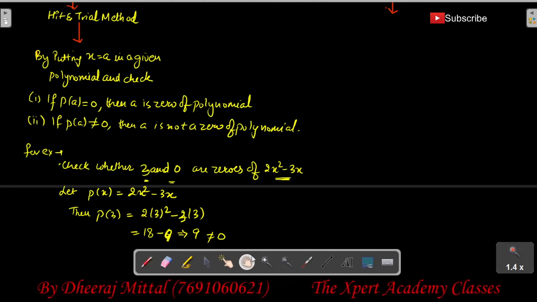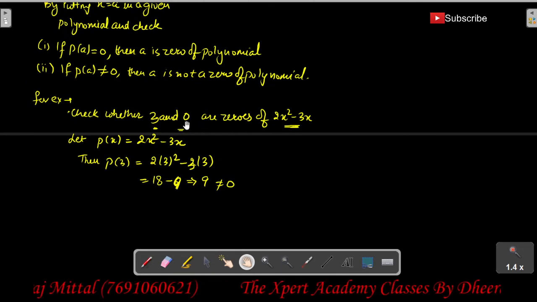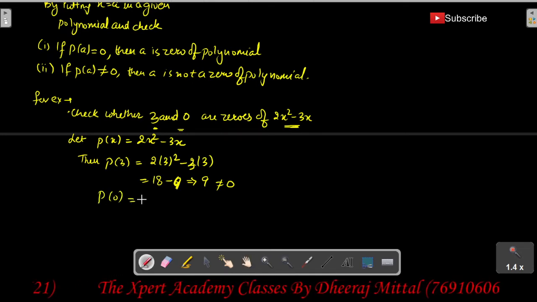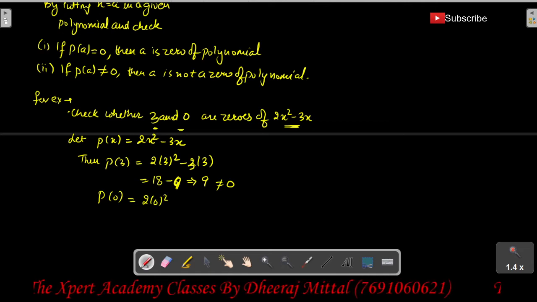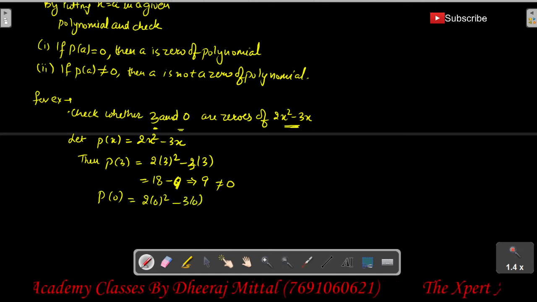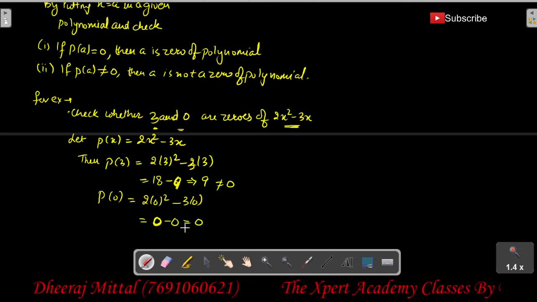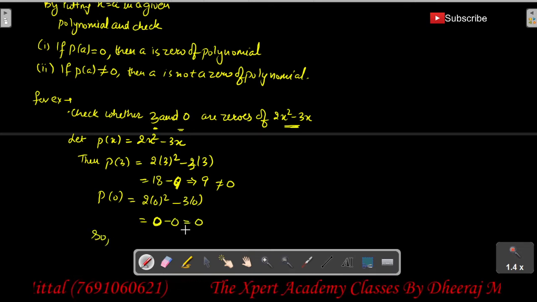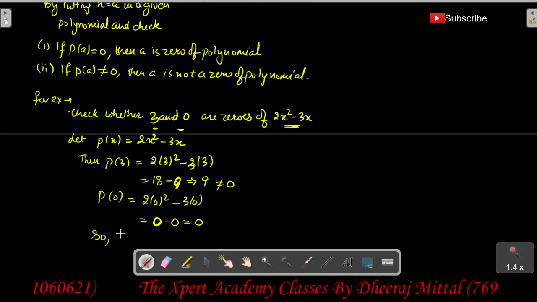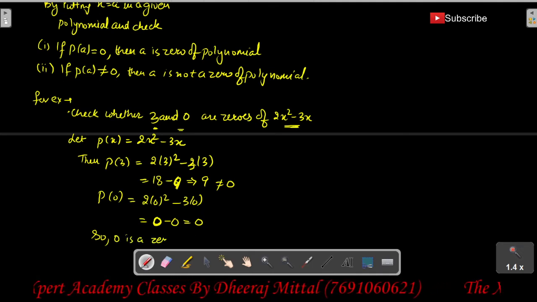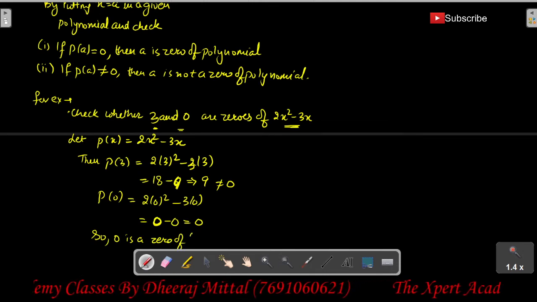Now we will put 0 in place of x. On putting 0 in place of x, we get 2 into 0 square minus 3 into 0. So the answer will be 0 minus 0, that is 0. So we will get 0. So 0 is a zero of that polynomial.